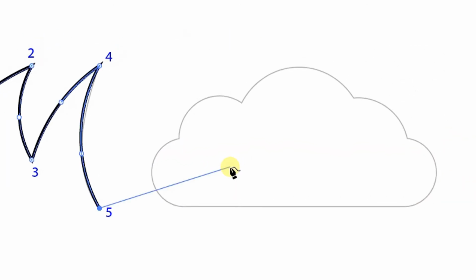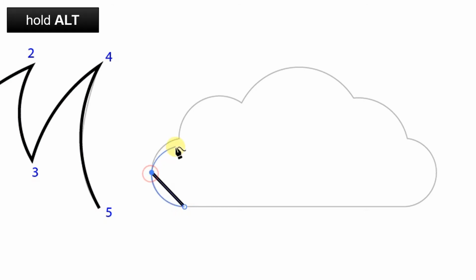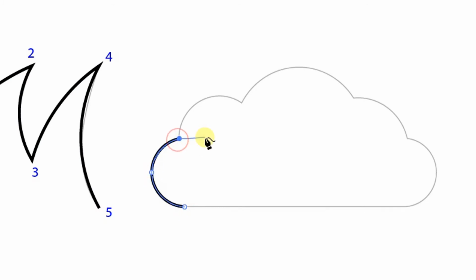Now we will draw the shape of the cloud. Click, click, hold Alt and click. Do the same on the next line.